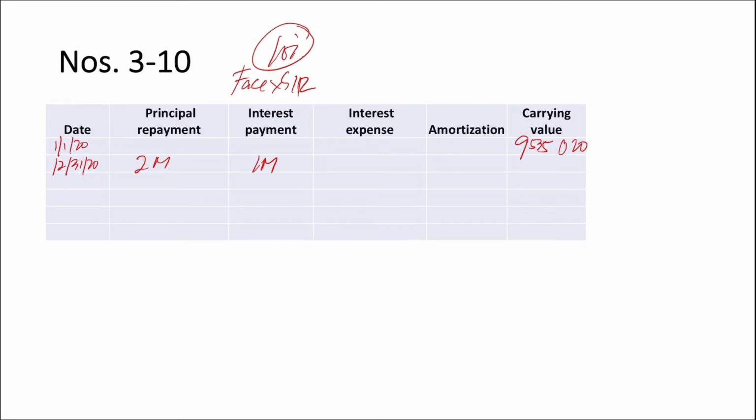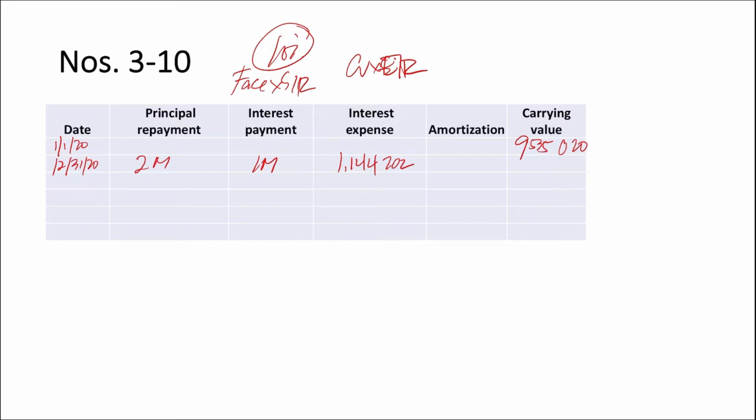Next, interest expense. CV times effective rate. Magkano ito? 9,535,020 pesos times 12%. It should be how much? 1,144,202. Ganun na. Normal procedure na siya, guys. Malinaw? Di ba? Medyo mabilis na tayo kasi paulit-ulit na yung procedure natin. Kaya ganun siya. Okay? Sige.